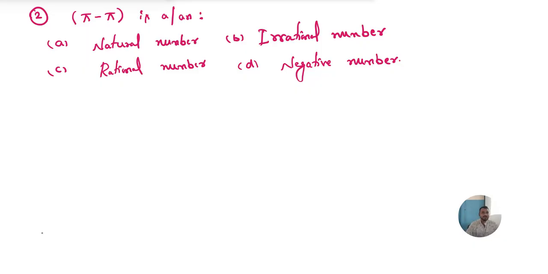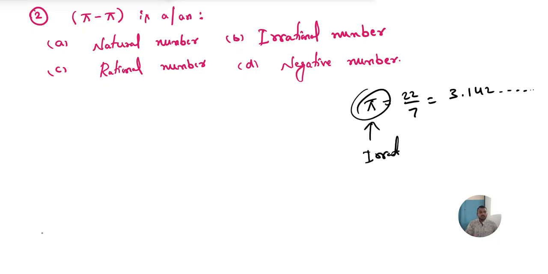Let's see. Any guess, my dear students? Pi minus pi is an example for a natural number, irrational, rational, or negative number. Any guess? Pi value is what? See, in your mind, I think it's going on like this. The value of pi is 22 by 7. If you simplify also, 3.142, so where it's going to stop, we don't know. So what is pi? Irrational. Correct? Here pi is an irrational number.